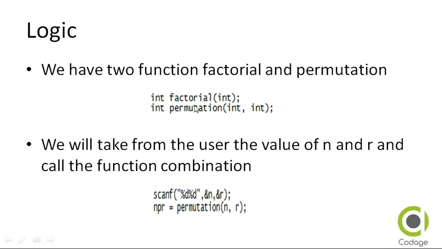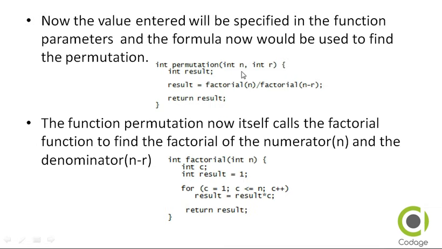The following program I have done using functions. We have taken 2 functions, one for finding the factorial and a function permutation to apply the formula for permutation. Now we will take the value of n and r from the user and call the function permutation. You will see that this function returns an int value, so we will need to store that value in another variable here, which is npr. Now the value entered will be specified in the function parameters, and the formula will be used to find the permutation. Here you will see that the function itself calls another function, factorial, twice, one for the numerator n and the other for the denominator n minus r.